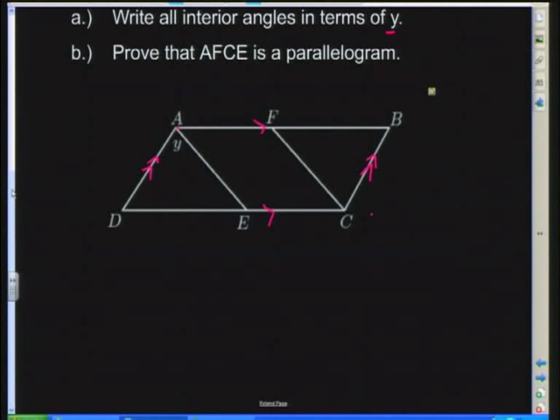They tell you that FC bisects, which means cuts in 2 equal pieces. So therefore, if FC bisects angle C, so if we call this C1 and C2, well then C1 will be equal to C2. Similarly, they tell you that AE bisects angle A. So if we call this A1 and A2, and here they tell you that A1 is Y, then A2 is also going to be Y. All right. And they ask you to write down all the interior angles in terms of Y. So let's get started.